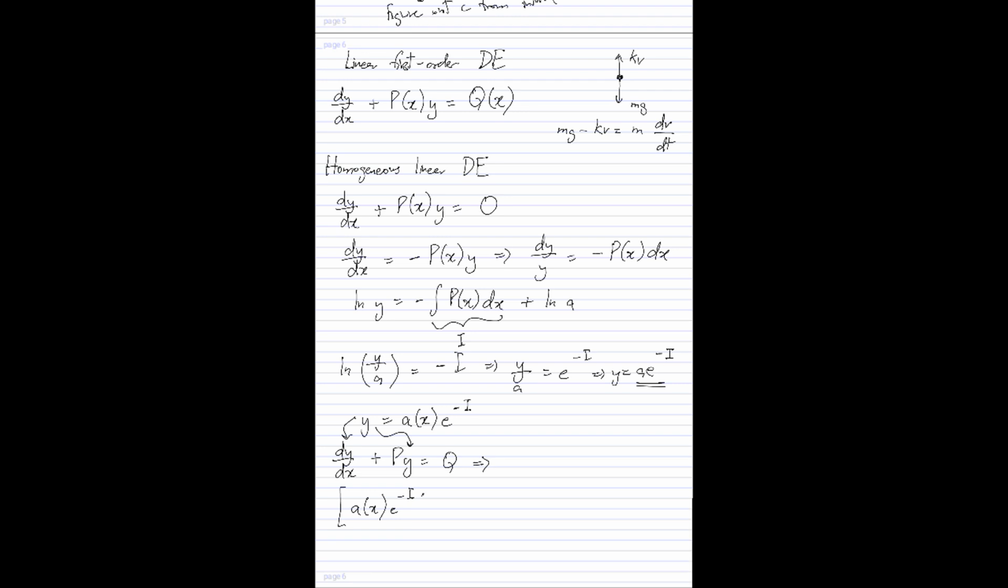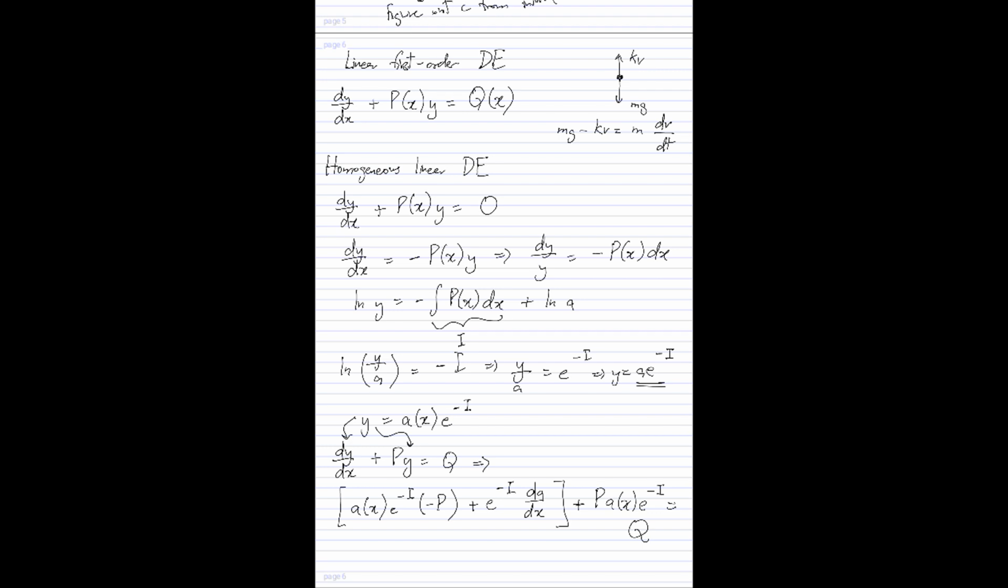So you have minus p over here, right? And then you have the product rule, so you are differentiating y, keeping e raised to power minus I constant, and you are differentiating a, so you have dA by dx. That's the second term. This is the derivative of y, and then you have plus p times y, which is a of x, e raised to power minus I. p, remember, is also a function of x, and this is equal to q.